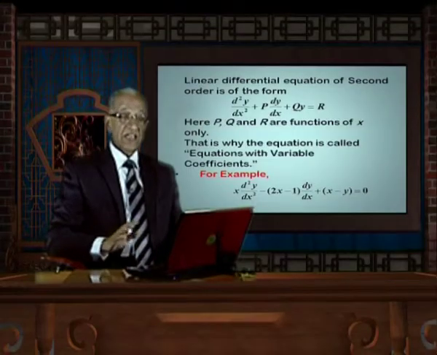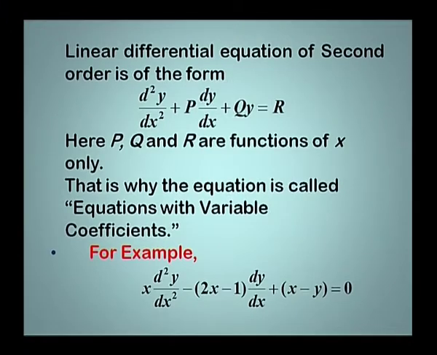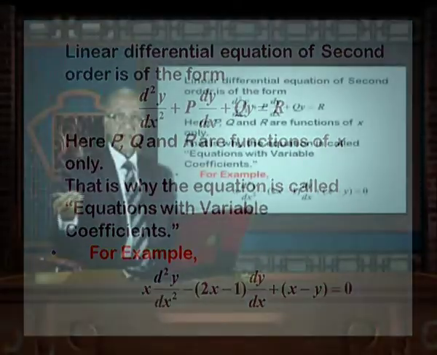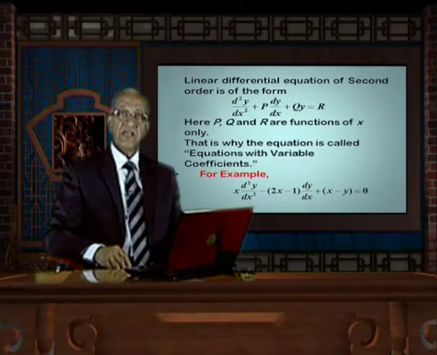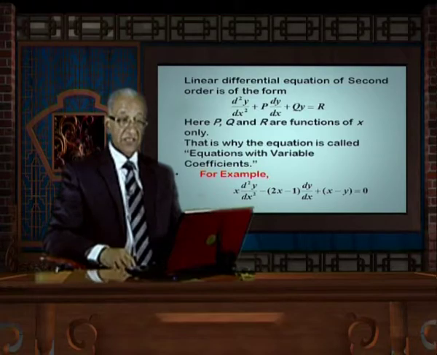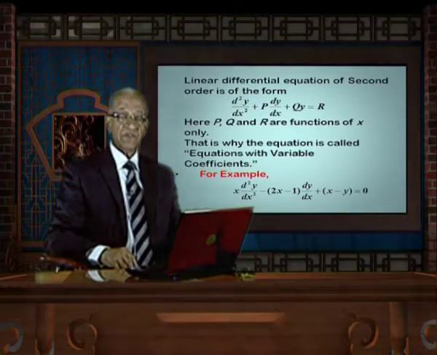We have the linear differential equation of second order, of the form d2y upon dx square plus p dy upon dx plus q y equals r. Here P, Q and R are functions of x only, and that is why this equation is called an equation with variable coefficients. Q is the coefficient of y, and R as well is a function of x, or a constant.